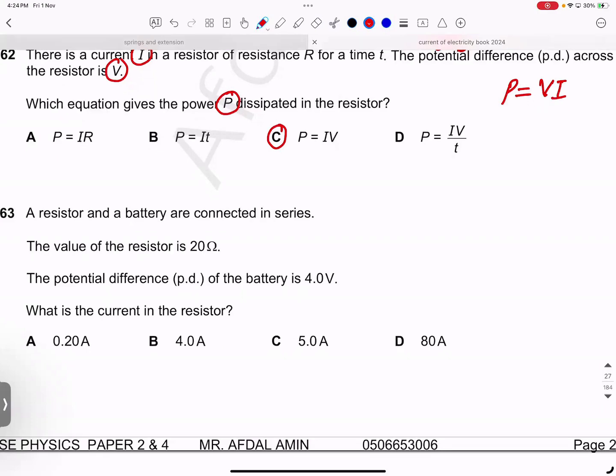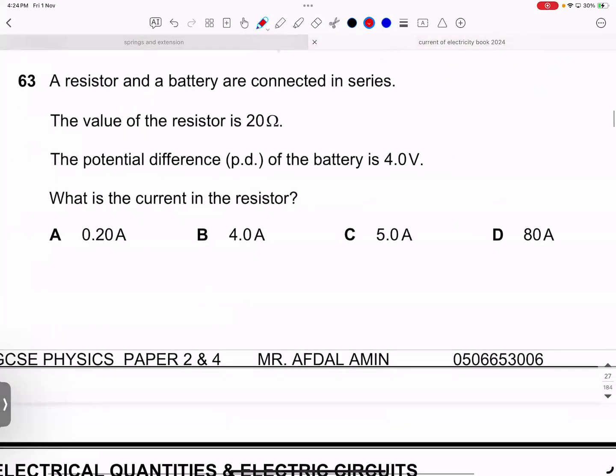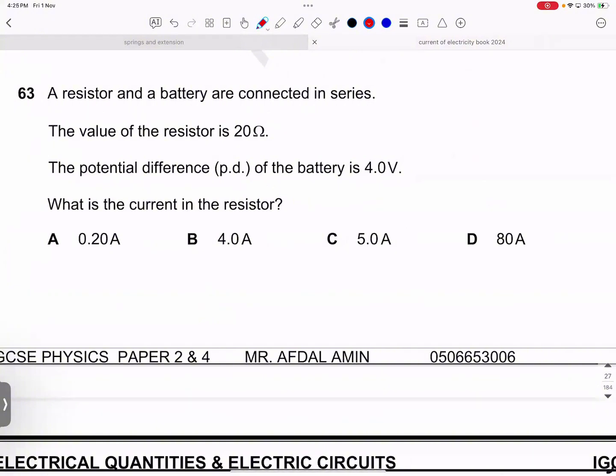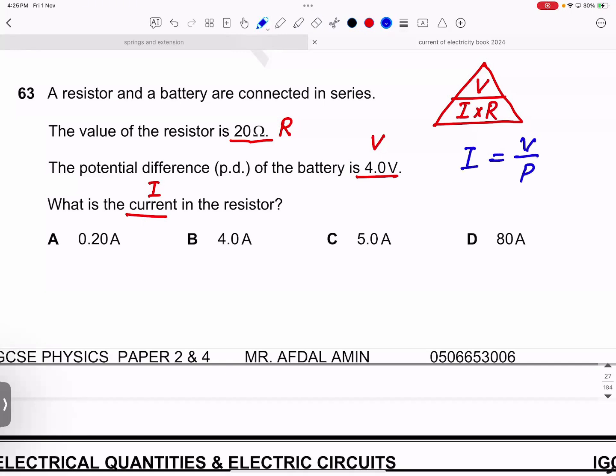Question number 63. A resistor and a battery are connected in series. The value of the resistor is 20 ohms. The potential difference of the battery is this. You have resistance, you have the voltage, you want to find the current. You know Ohm's law says V equals IR. So the current I will be V over R. Voltage is 4, resistance is 20. 4 over 20 is 0.2 amperes. Option A.